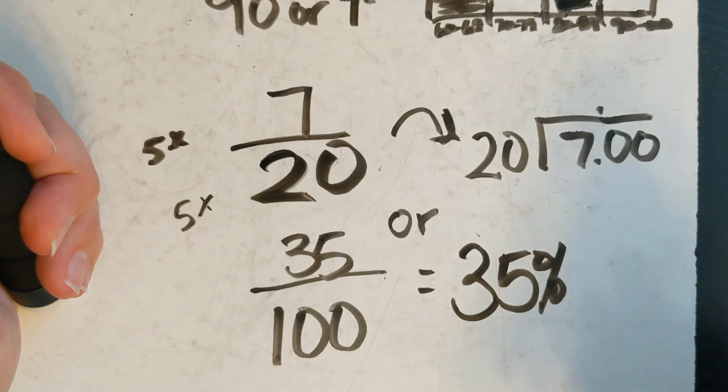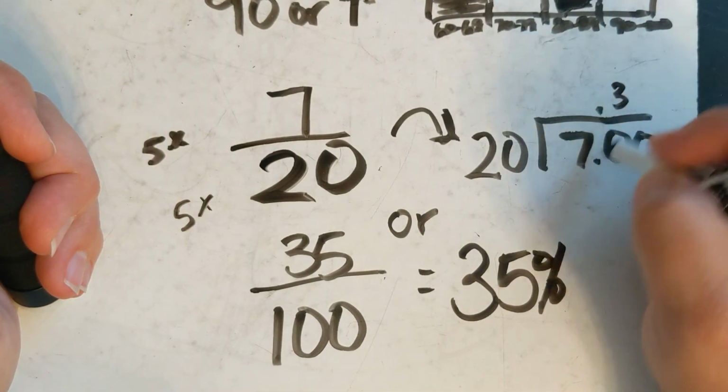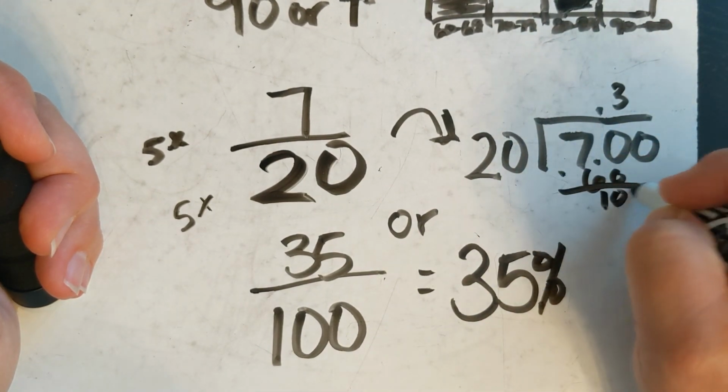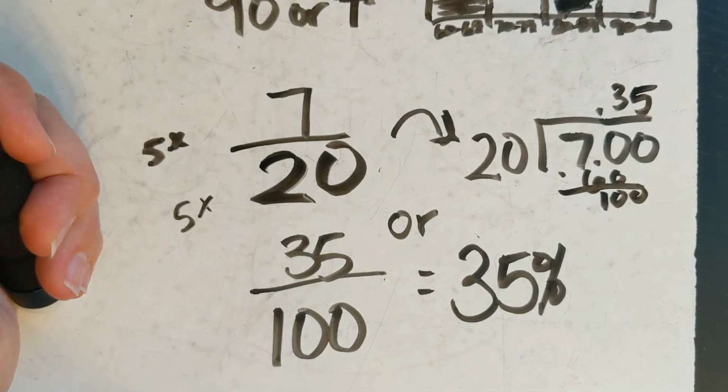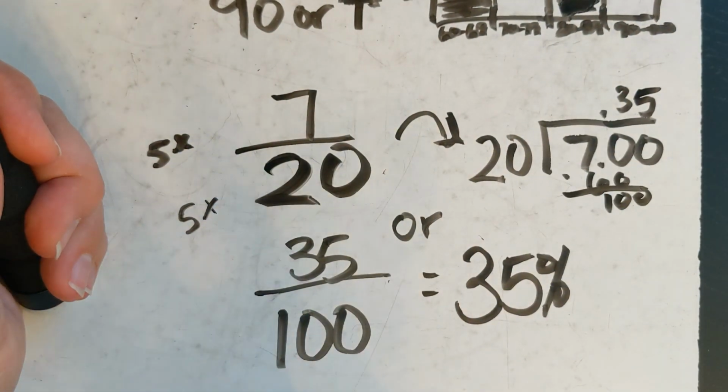Makes sense? So up here, doing the math, it would have been .35. And then I change that decimal into a percent. Same deal. All right, awesome. That's number 3. And we have one more example.